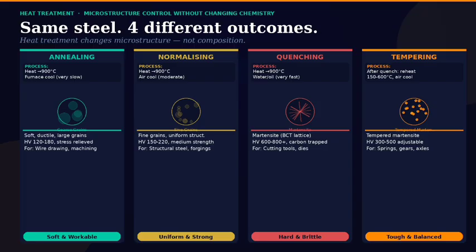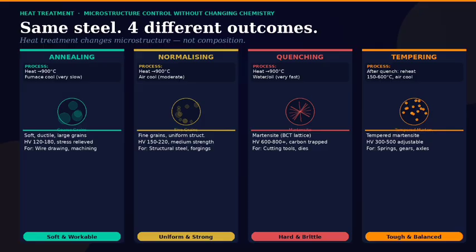Here is one of the most powerful ideas in metallurgy. The exact same steel, same composition, can produce completely different mechanical properties simply by controlling how you heat and cool it. Four main processes. Annealing, heat to around 900 degrees Celsius, then cool very slowly inside the furnace. Large grains form. The result is soft, ductile steel, with hardness around 120 to 180 Vickers, used for wire drawing, sheet forming, and machining.